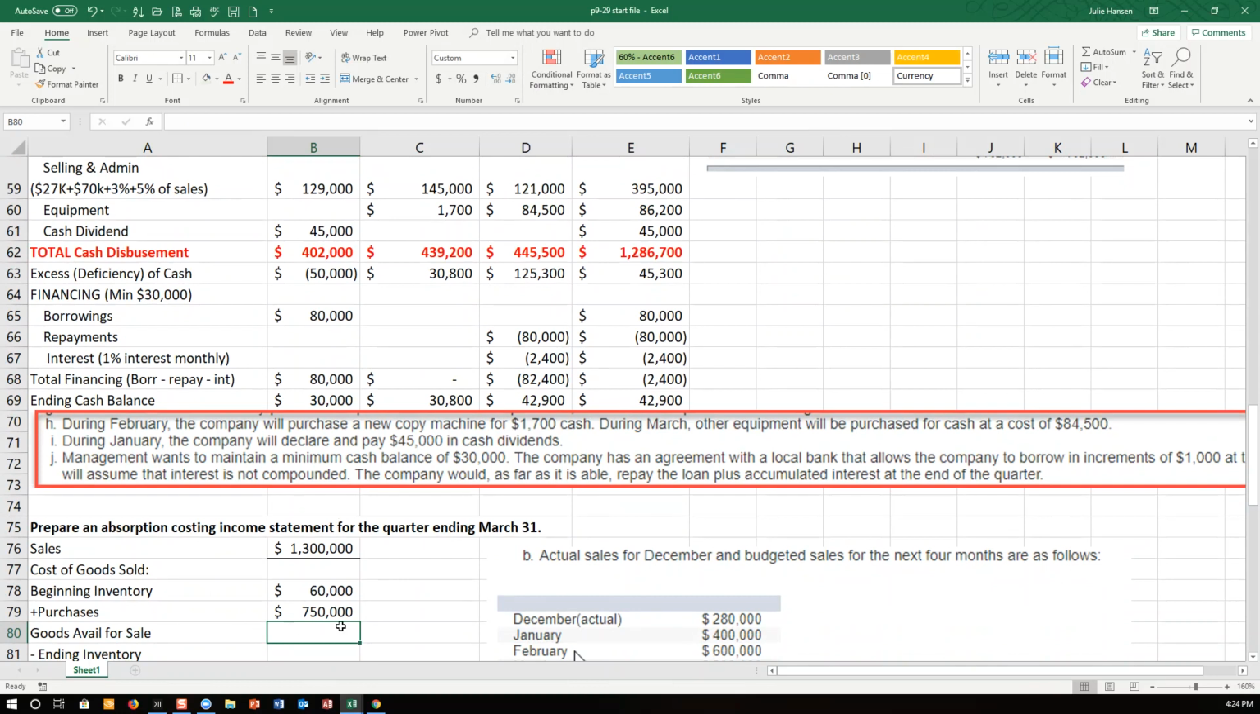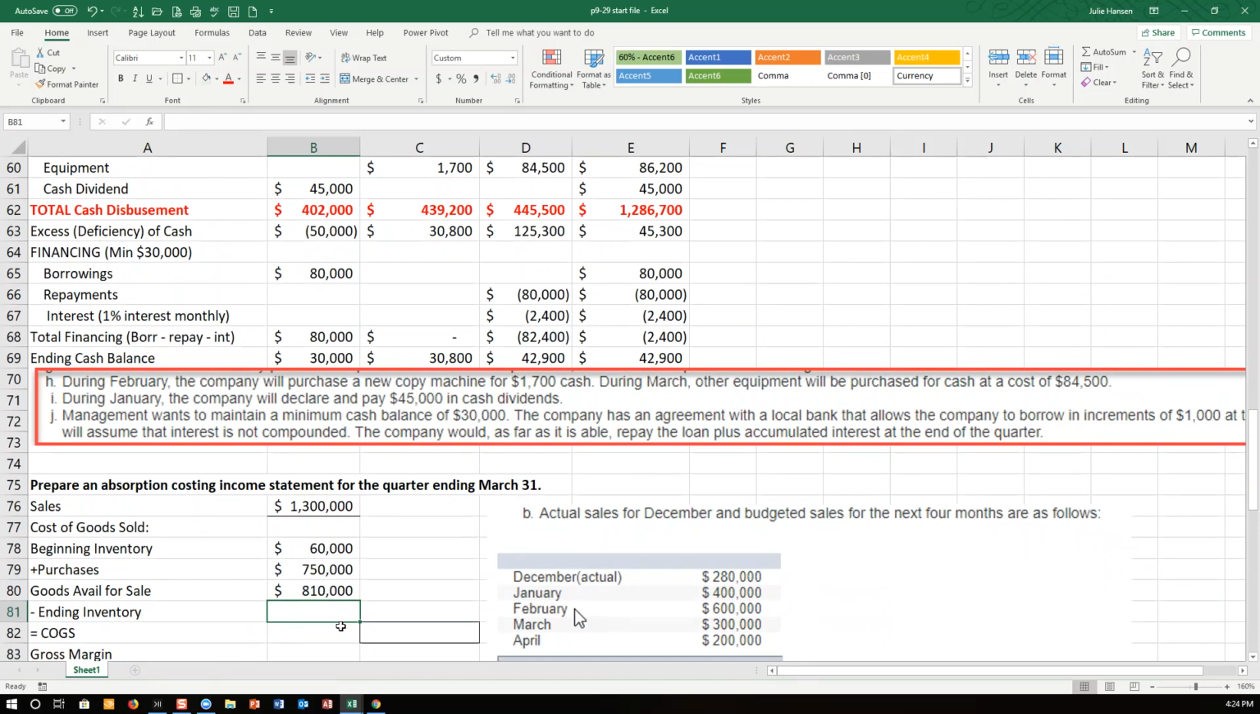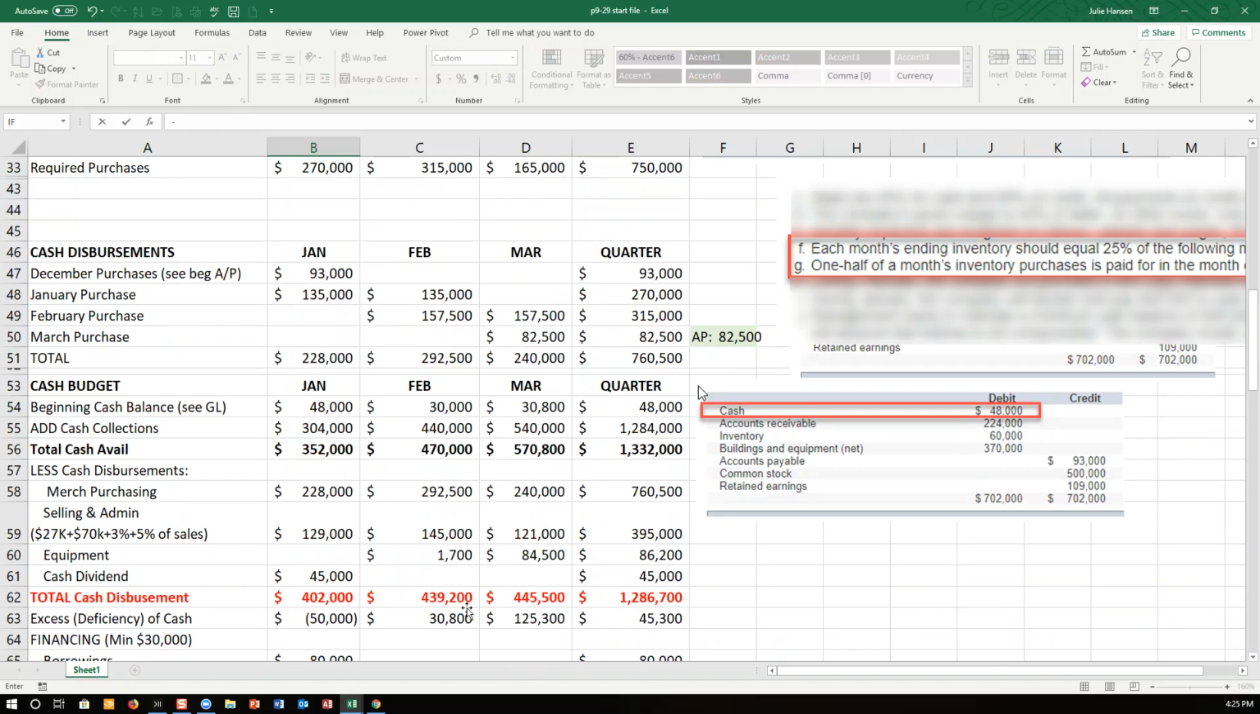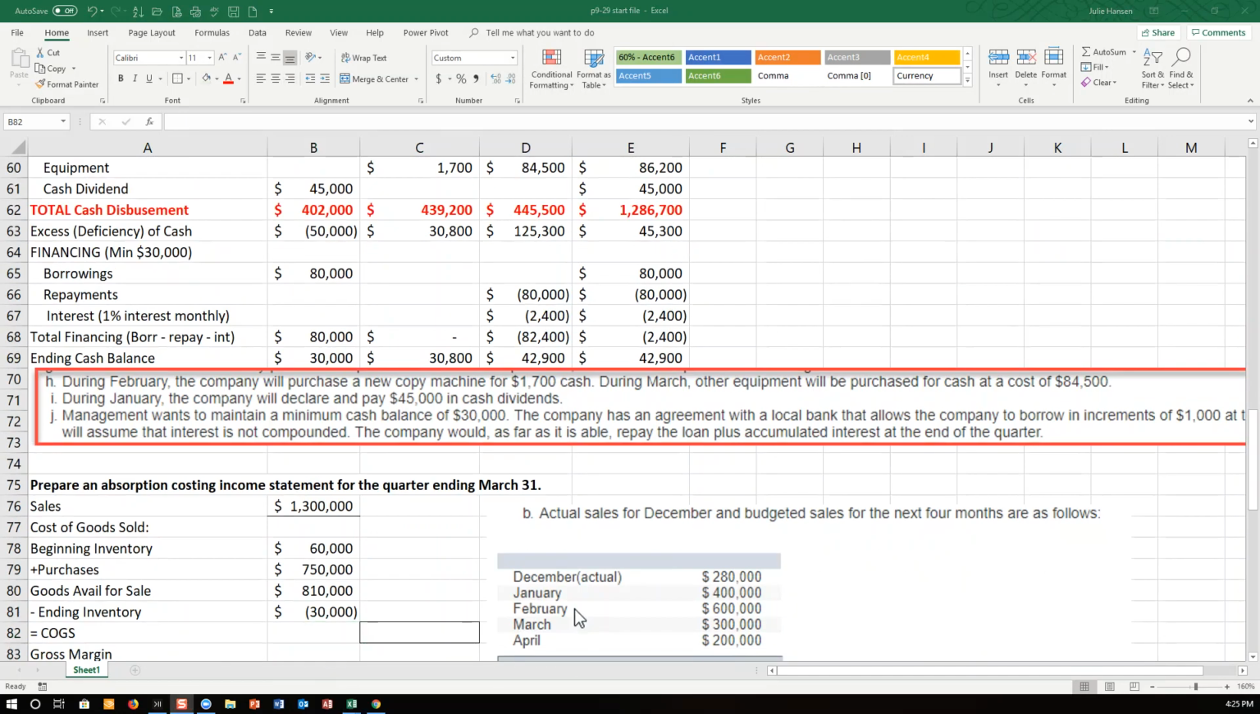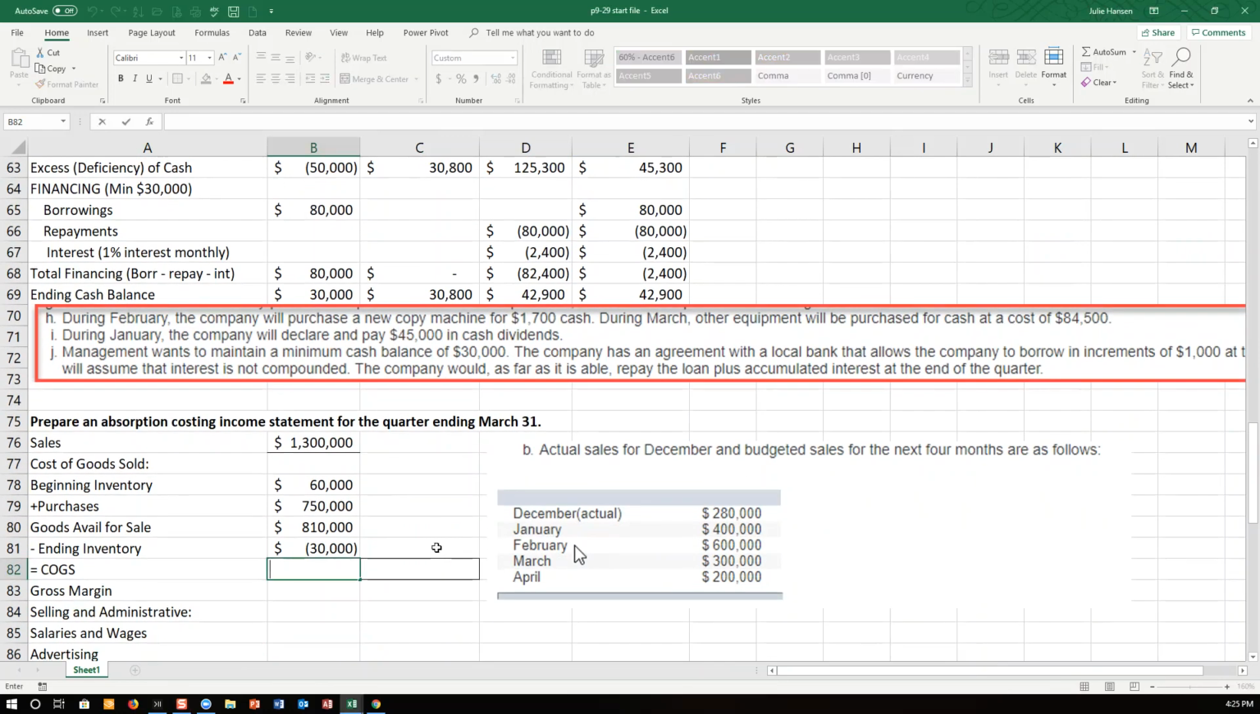Our goods available for sale are what we started with, plus all the things we brought in for a purchase. Oh, what's our ending inventory? So if we look back up over here, our ending inventory will be the ending inventory for the quarter, otherwise known as $30,000. And then for convenience, we're going to go ahead and add all of these things up like such. So here I took my goods available for sale less my ending inventory, and that gives me my total costs.